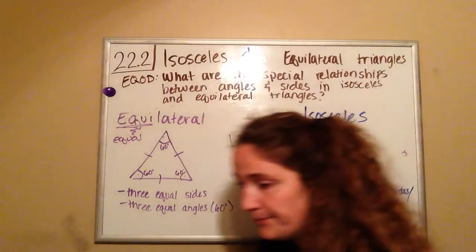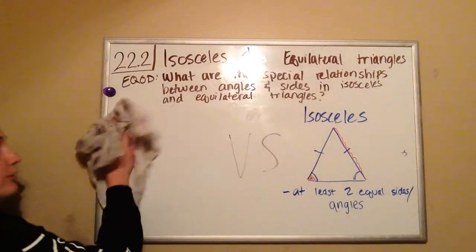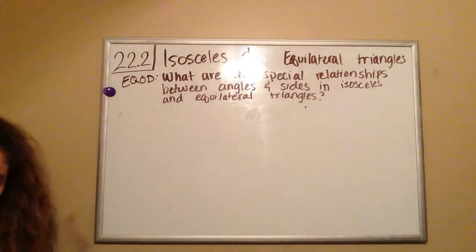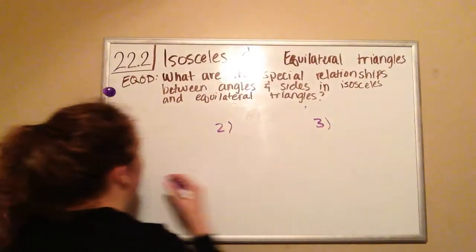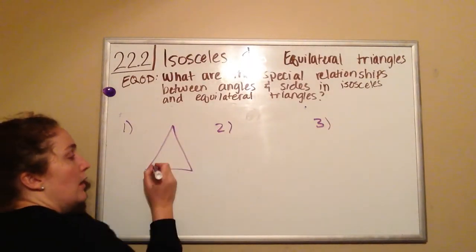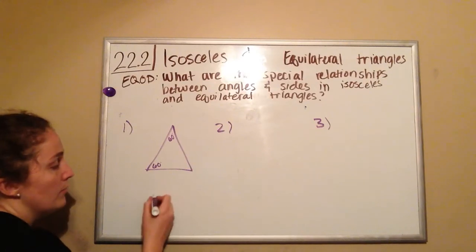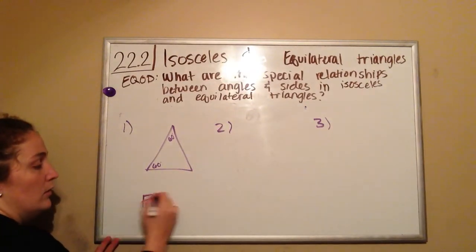So let's look at a couple examples, see if we can figure out what they are. Are they equilateral or are they isosceles? We'll do 3, and then I'll give you about 4 to do on your own. I'm just going to let you contemplate on them, deciding what they are, equilateral or isosceles.